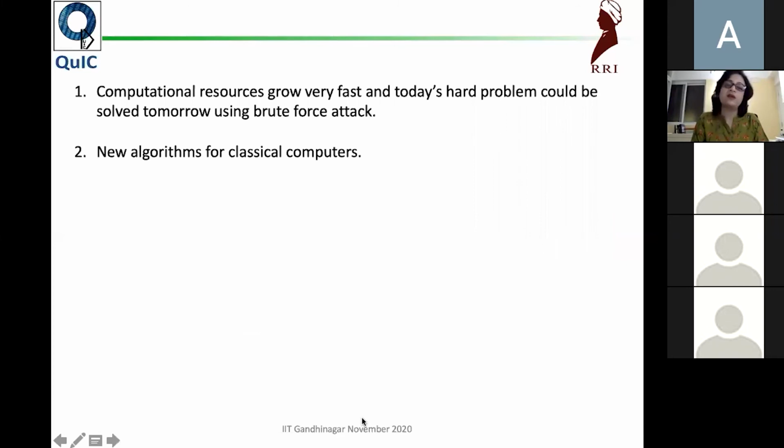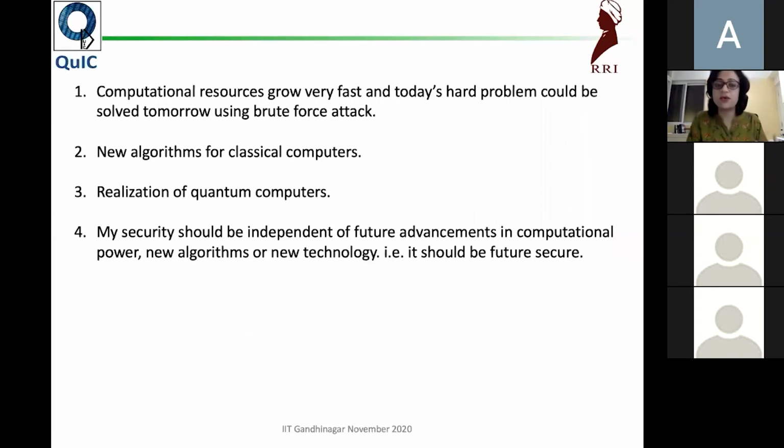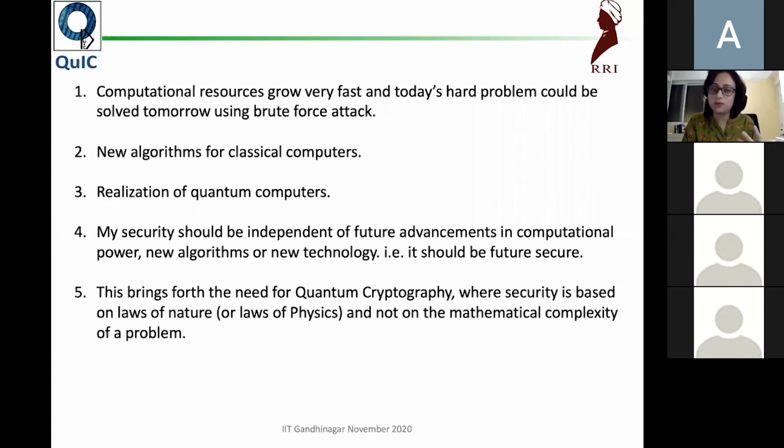New algorithms can come for classical computers also. Then, of course, there is a realization of quantum computers, which is where Shor's algorithm will run. My security should be independent of future advancements in computational power, new algorithms, or new technology. That is, it should be future secure. And so this brings forth the need for quantum cryptography, where security is based on laws of nature, or laws of physics, and not on the mathematical complexity of a problem.